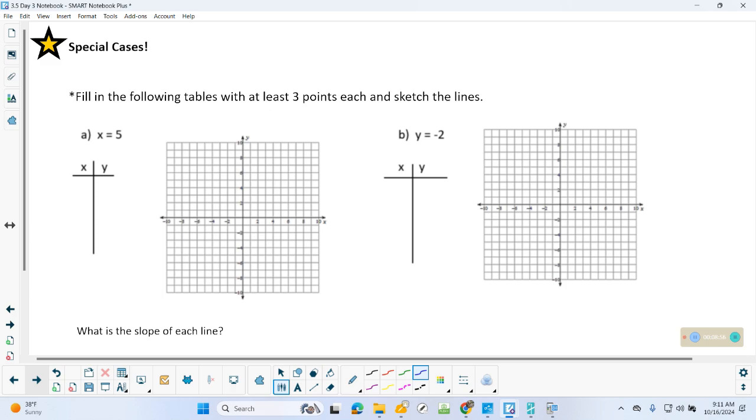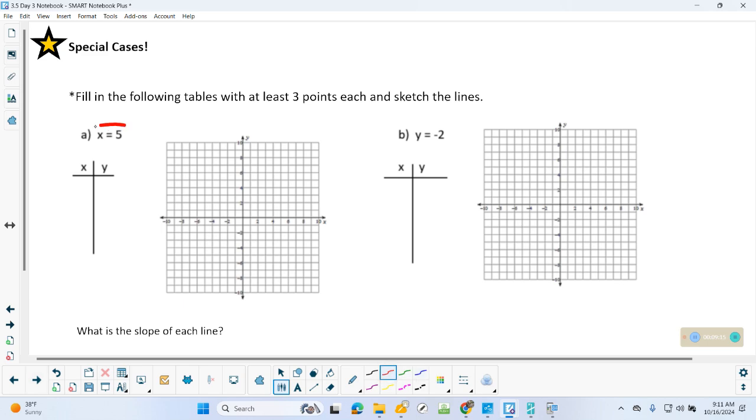Now, special cases, of course, always the horizontal and vertical lines, talking about the graphs, writing the equations, all of that good stuff. So if you have to graph horizontal or vertical, you can do it, of course, just off your table of values. So if we need to make a table of values with 3 points and sketch it, okay, all right, here's what we're going to do.